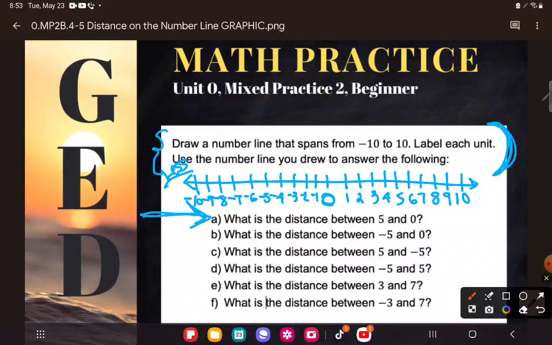How about that? So, A, what is the distance between 5 and 0? Now, you might say, dumb question, Kate. Of course, the difference between 5 and 0 is 5. That's 5 units away. I mean, I could count it. 1, 2, 3, 4, 5. But I don't really need to. Obvious question. But look at the next one, okay?